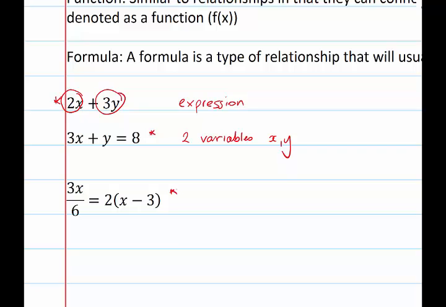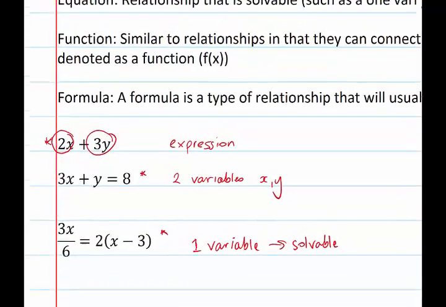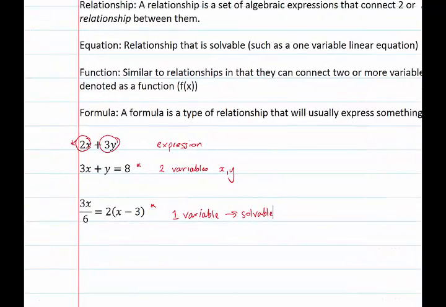Thirdly, you have 3x over 6 equals 2 times x minus 3. It looks quite complicated, but in terms of analysing where it fits into our algebraic definitions, this has one variable, and it is one equation, one relationship. So if there's only one variable in one relationship, then typically that means that it is solvable. So this is solvable, which makes it an equation. So I'll be using those terms as we continue through this topic.